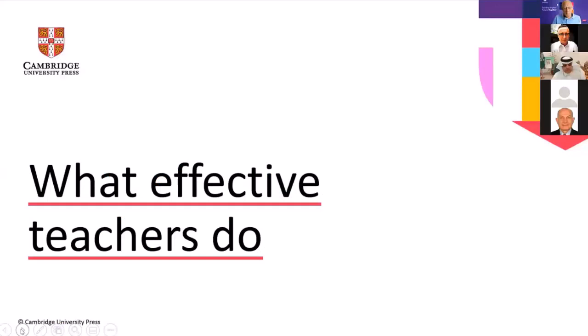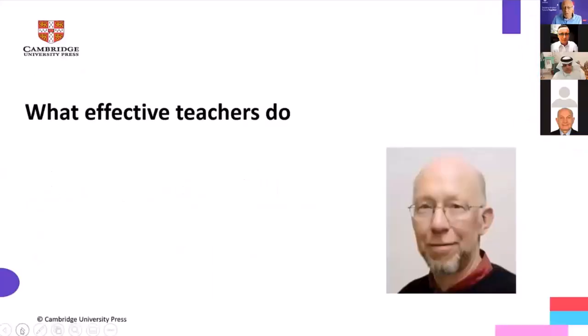Okay, so let's begin with the first point, which is a consideration of what effective teachers do. And I want to start by showing you this gentleman over here on the right. You may or may not know who it is. It doesn't really matter if you don't know who it is, but this is Donald Freeman. And Donald Freeman made the point some years ago that we actually don't really have a definition of language teaching. We don't have a definition of what effective teachers do.